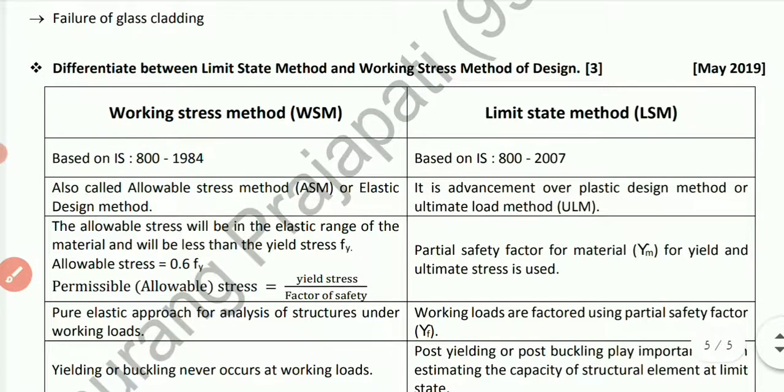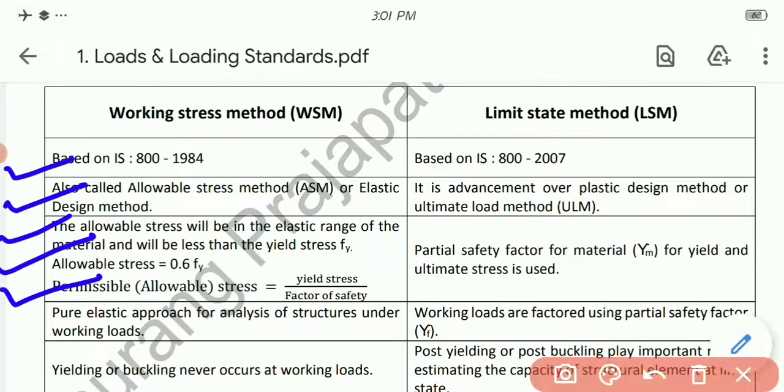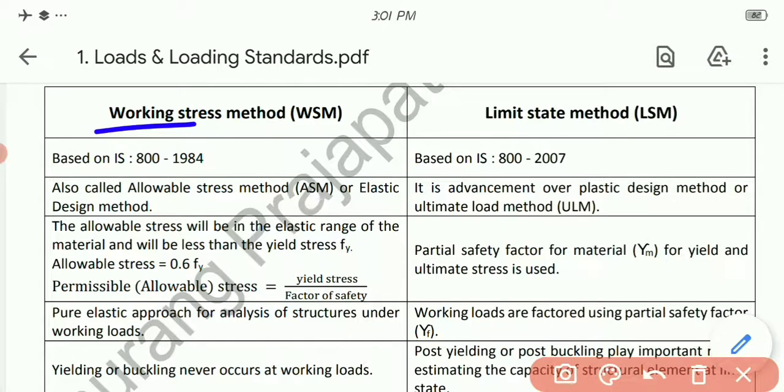And lastly, the differentiation between the working stress method and limit state method. So let's start with the first one, the working stress method. It is based on the IS 800 1984 version, while the limit state method is based on the IS 800 2007 version. Next, it is also called the allowable stress method, that is ASM, or elastic design method, while the limit state method is an advancement over the plastic design method or ultimate load method, that is ULM.